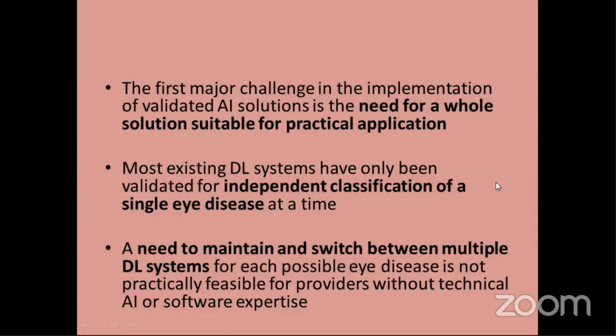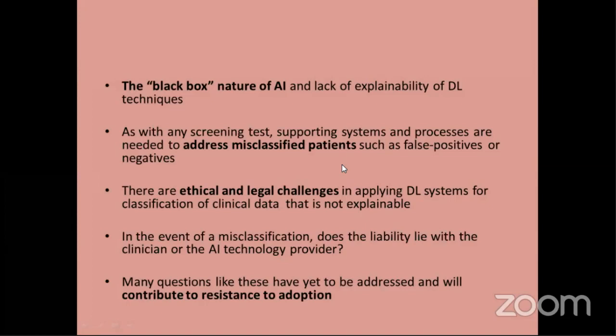At this point of time, the machine is able to do independent classification of a single eye disease, but if the same patient has multiple eye diseases, it is possibly not that accurate in saying what the patient has. There are always chances of misclassified patients, and these can be false positives and false negatives. So these are the limitations.